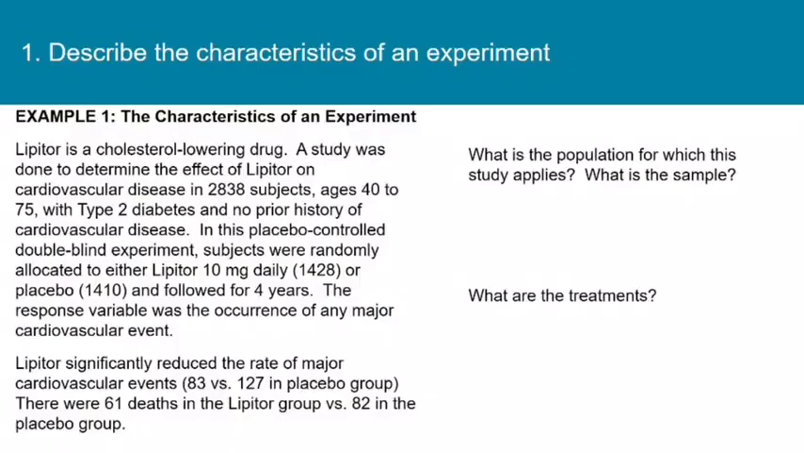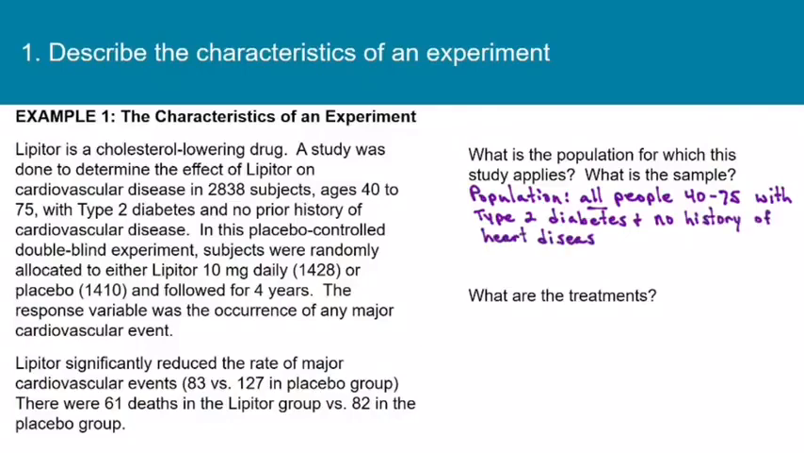Okay, what is the population for which this study applies, and what is the sample? Well, their sample was this group of 2,838 subjects ages 40 to 75 with type 2 diabetes and no prior history of cardiovascular disease. So their population is all people ages 40 to 75 with type 2 diabetes and no prior history of cardiovascular disease. All people 40 to 75 with type 2 diabetes and no history of heart disease. And then the sample would be the 2,838 subjects who came from that population.